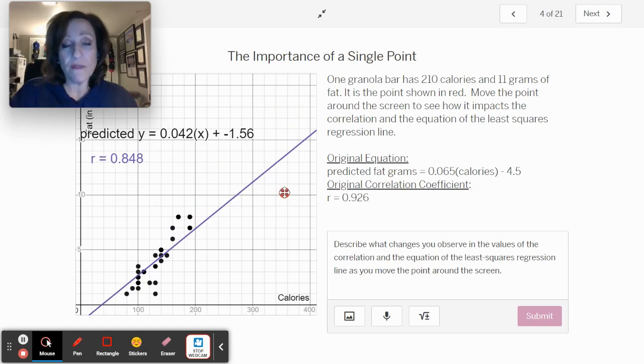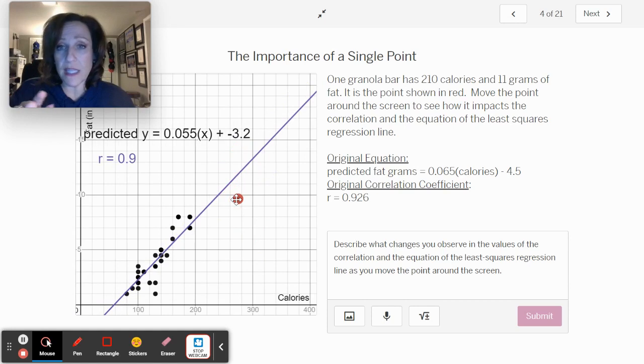Since once you move it, you don't really have a way of doing a reset on all of these screens, I included what the original equation was. You can see this started out as predicting the fat grams was 0.065 times the calories minus 4.5. And then it had an original correlation coefficient of 0.926. So I can see where I have my point now. It has made it weaker.